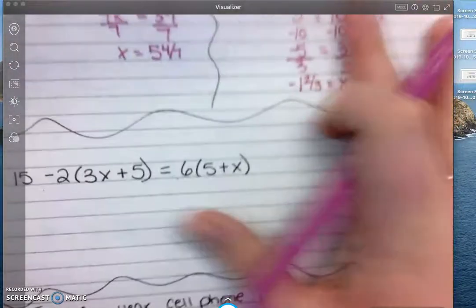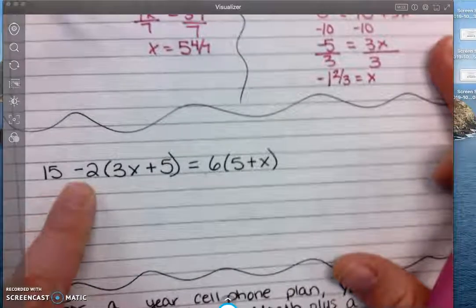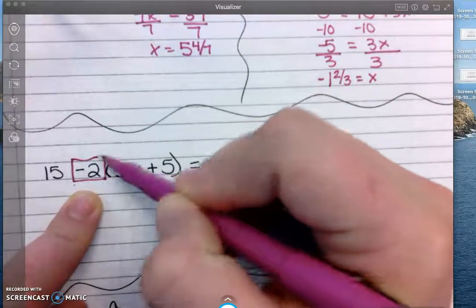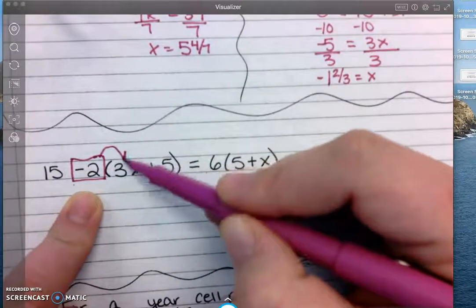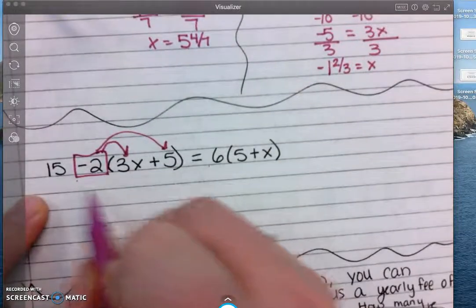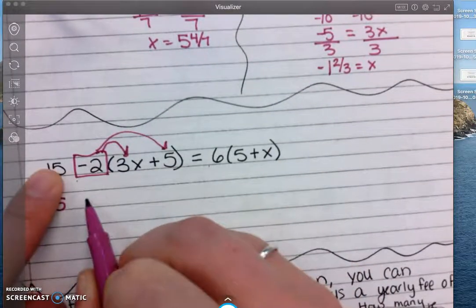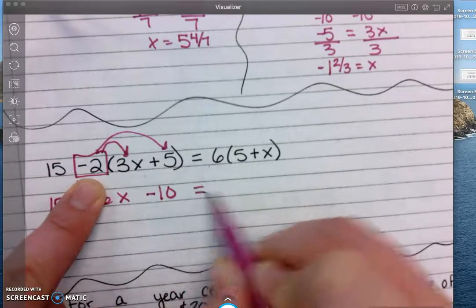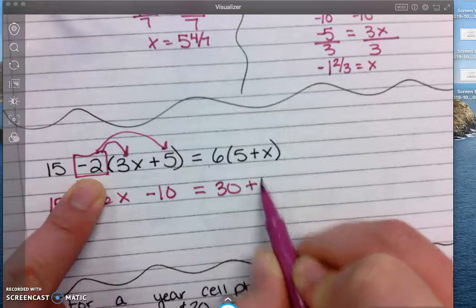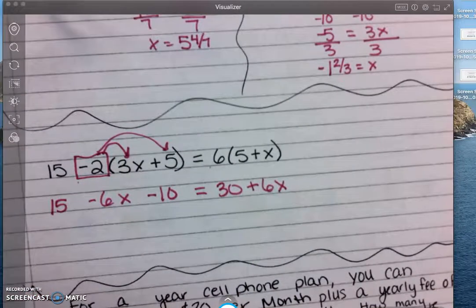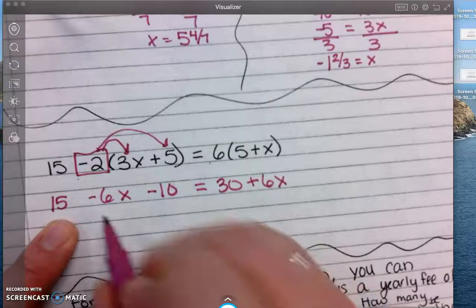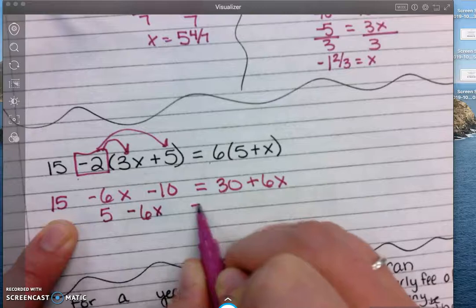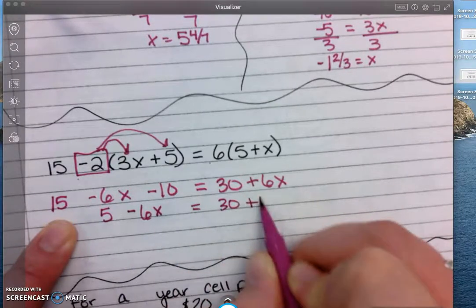Okay, our next one. We have 15 minus 2 times the quantity. This 2 is negative, and you're distributing that negative within here. So I'm just going to rewrite the 15, then -6x, -10 equals 30 plus 6x. So 15 minus 10 is 5, and then minus 6x equals 30 plus 6x.